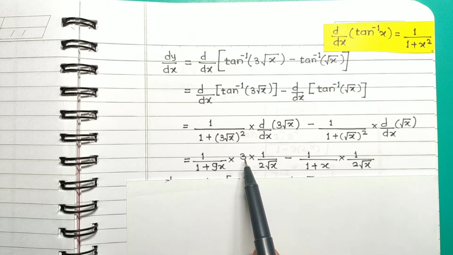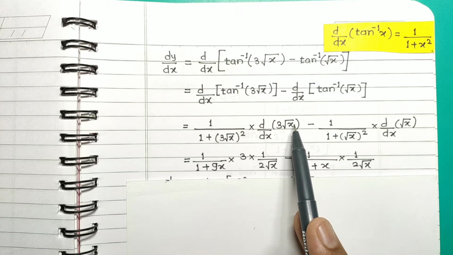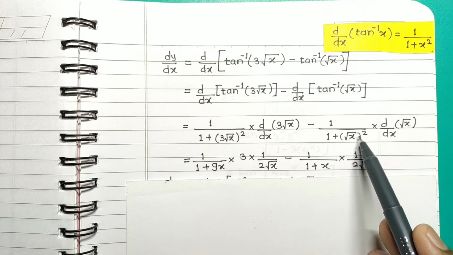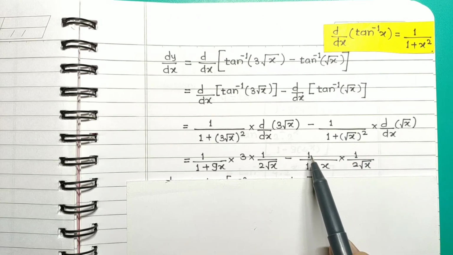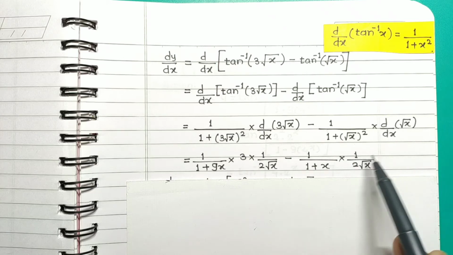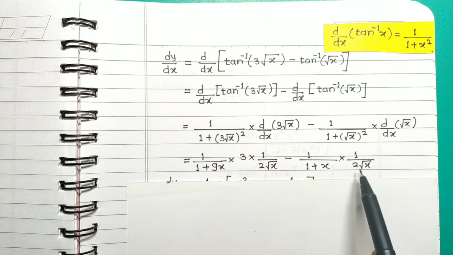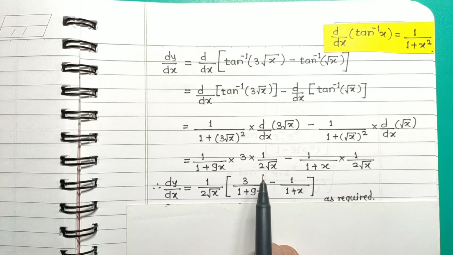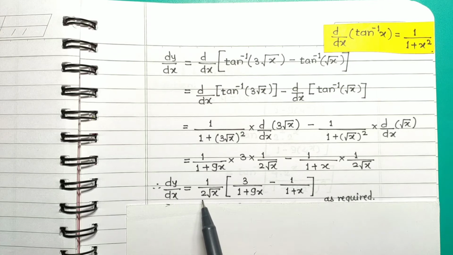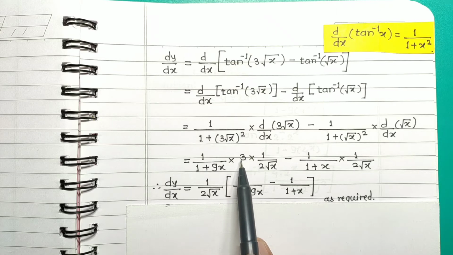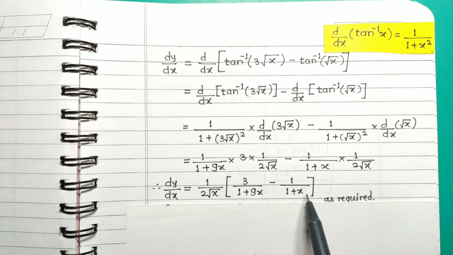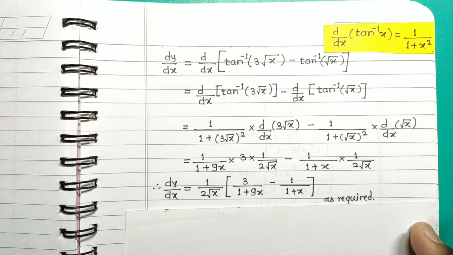See, this 3 is constant and the derivative of root x is 1 upon 2 root x. Minus, see here, root x square is x, so for this term we write 1 upon 1 plus x into the derivative of root x, which is 1 upon 2 root x. So rearranging these terms, we have this required derivative dy by dx. See, 1 upon 2 root x is common, and in the bracket, see here, 3 upon this term 1 plus 9x, minus here it is 1 upon 1 plus x. So this is the required derivative.